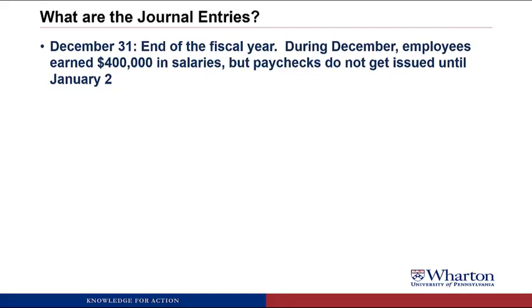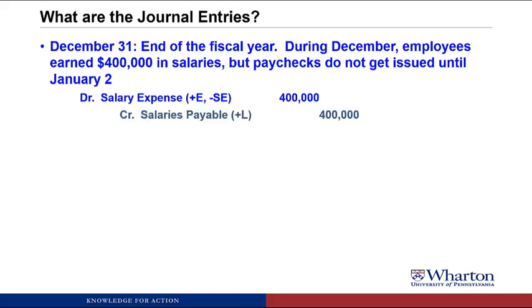We do in this case because we've had employees work for us. Even though they haven't been paid, we have to recognize an expense for the amount of salaries that they earned during December. So we're going to create an expense, and we create an expense with a debit salary expense for $400,000. We haven't paid them cash, but we owe cash. We have an obligation to pay them for the time they worked. That obligation sounds like a liability, and in fact it is, so we credit salaries payable liability for $400,000.